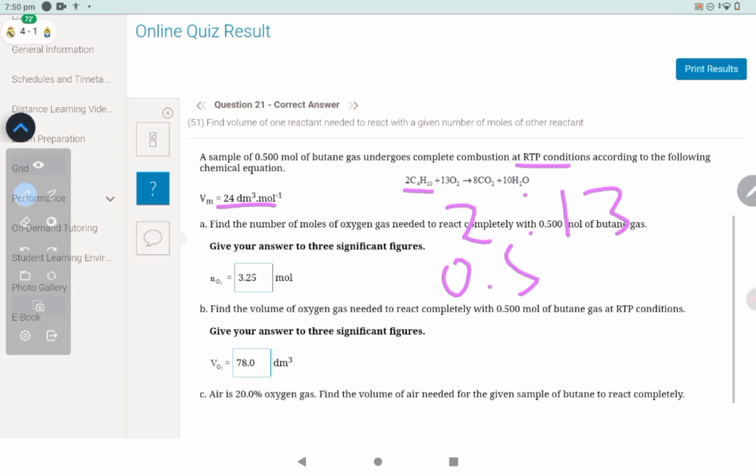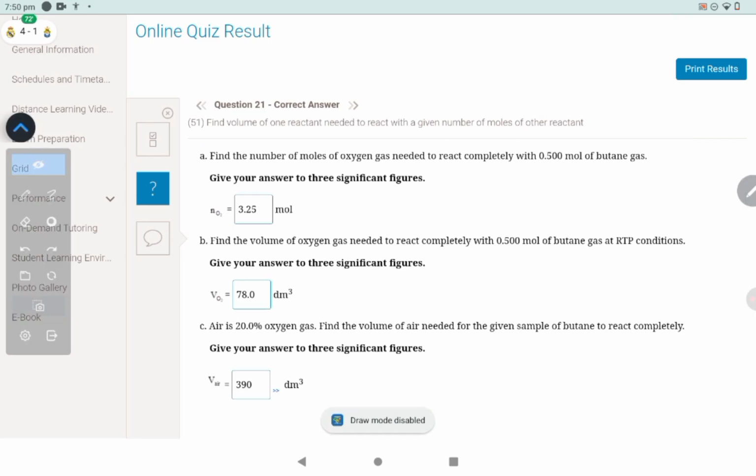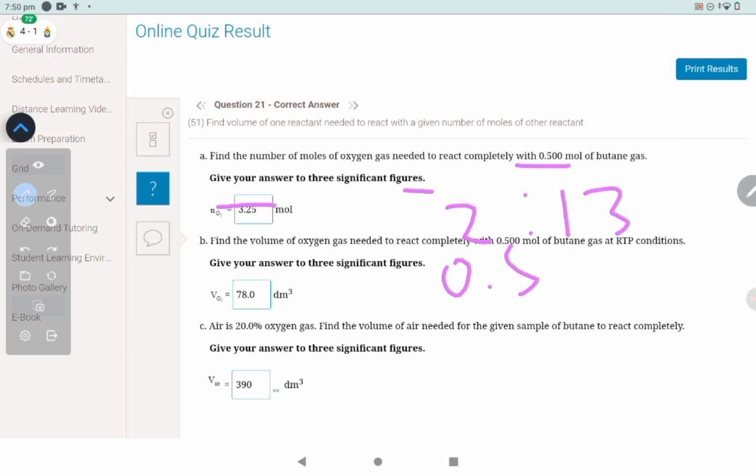3.25, which is moles, multiplied by the RTP. So we get 24 times 3.25 is equal to 78. Yes, we have 78. Air is 20% oxygen gas. Find the volume of air needed for the given sample of butane to react completely. So if air is 20% oxygen gas, to make it 100%, so it reacts completely, we need to multiply this by 5. So 78, the volume, we have to multiply by 5. They want the volume. So just multiply 78 by 5, we get 309.